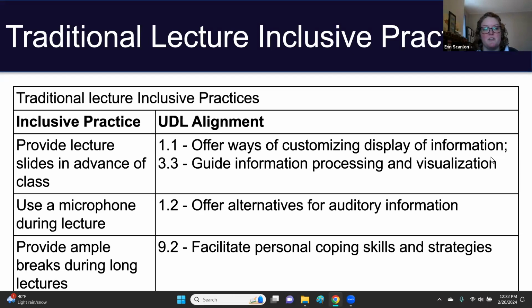Another inclusive strategy instructors can use in traditional lecture would be to use a microphone during lecture. In my class, I teach relatively small classes at a regional campus. There are a maximum of 20 students. And in that space, I still find it to be useful to utilize a lecture microphone so that everybody can hear and understand me. This aligns with the checkpoint 1.2, which is offering alternatives for auditory information.